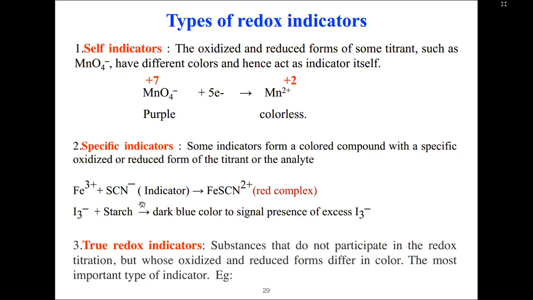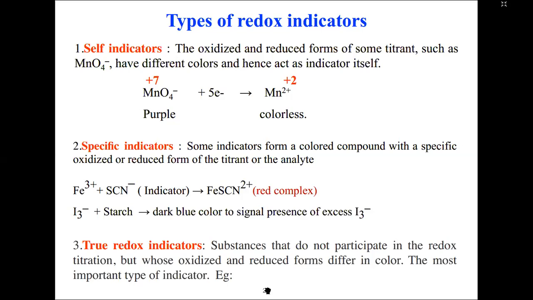These two are of less interest. More focus will be on the true redox indicator. So what is a true redox indicator? It is the substance that does not participate in the redox titration. That means it is not one of the reagents. It is just the indicator. It is not one of the reagents, but its oxidized and reduced forms differ in color.